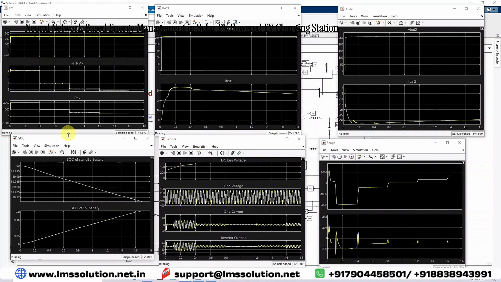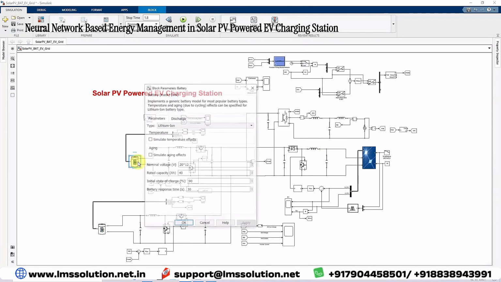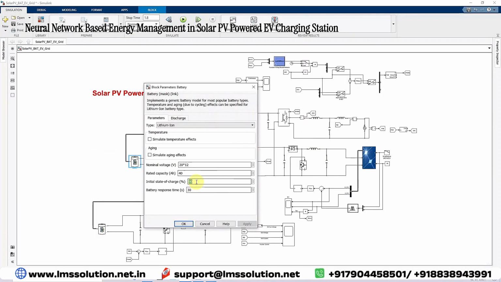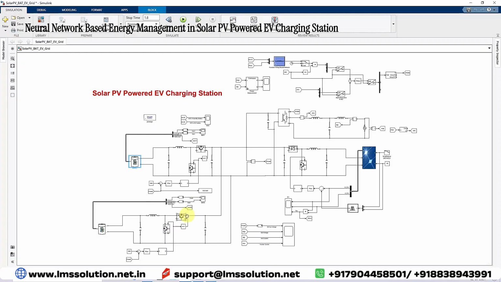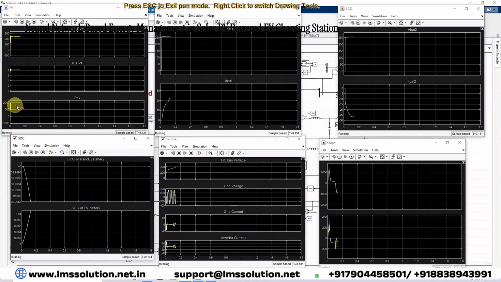This is the working of this model with that condition. The SOC of the storage battery is 90% and the EV battery is 9%. Now I am going to change the SOC of the stationary battery to 40%, and then once again I am going to simulate this model. Now we can see that PV power is 2000, same condition, it will change according to the radiation.